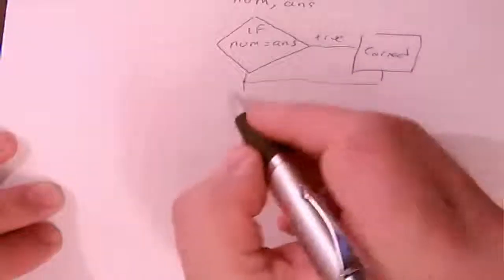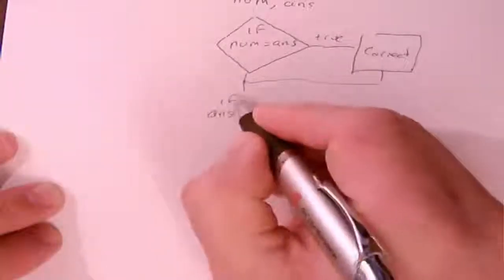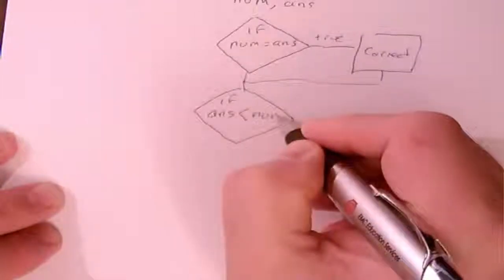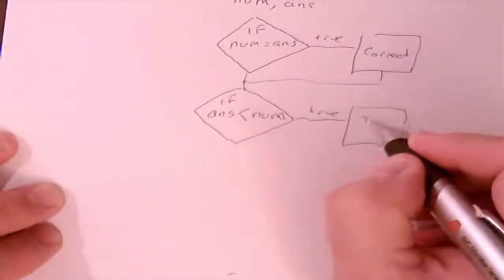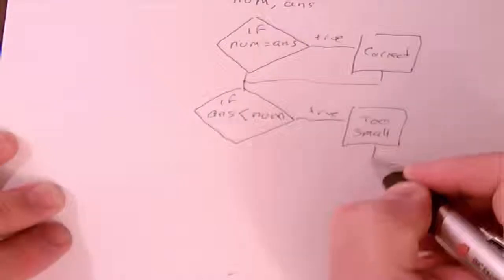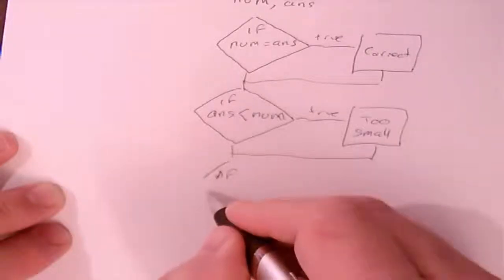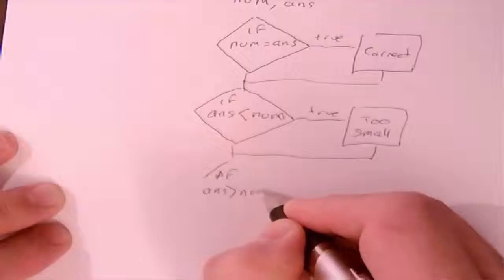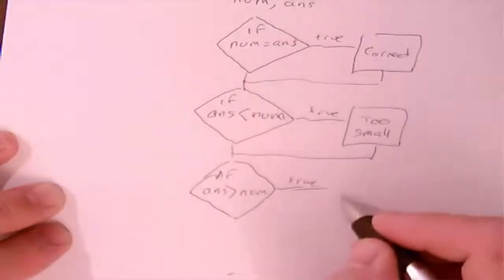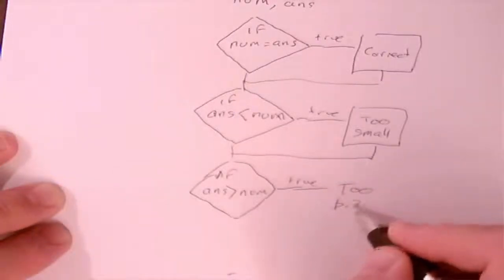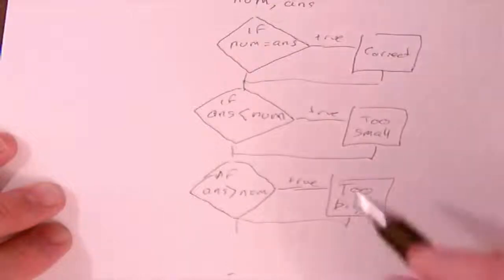And if it wasn't true, then it'll come out the bottom, and we now need to do another test. So we're going to say if the answer is less than the number, and if that's true, we're obviously going to say that it's too small, and if that didn't work, we now need to do another test, which is if the answer is bigger than the number. So if that's true, we're obviously going to say too big, and carry on.